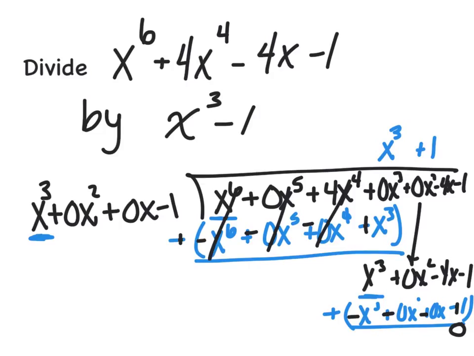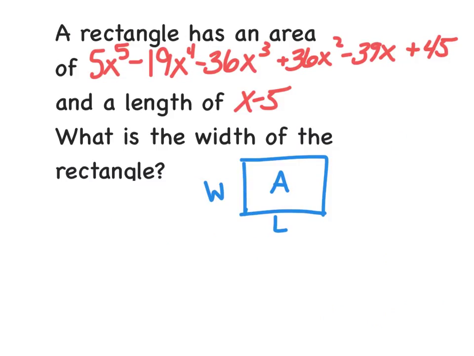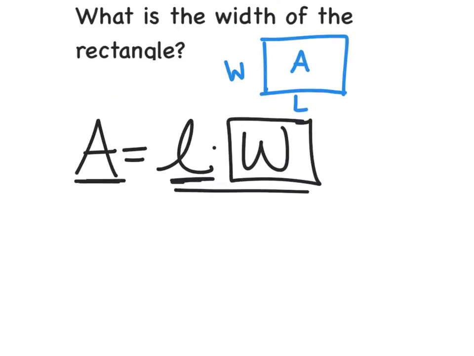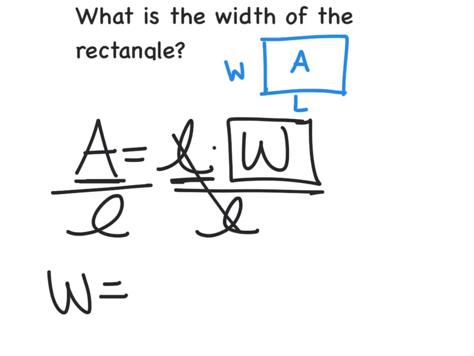All right, I've got just one last one for you. A rectangle has an area of 5x to the 5th minus 19x to the 4th, etc., and a length of x minus 5. What is the width of the rectangle? All right, so I drew out my rectangle and I said, okay, an area has a length and a width, and I'm going to start with my formula. Area equals length times width. Now they're telling me the area and they're telling me the length. They want me to find the width. So to solve this problem, I'm just simply going to divide both sides by the length. So I know my width is equal to the area divided by the length.